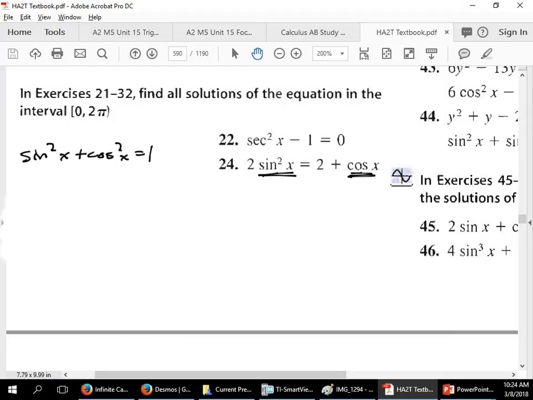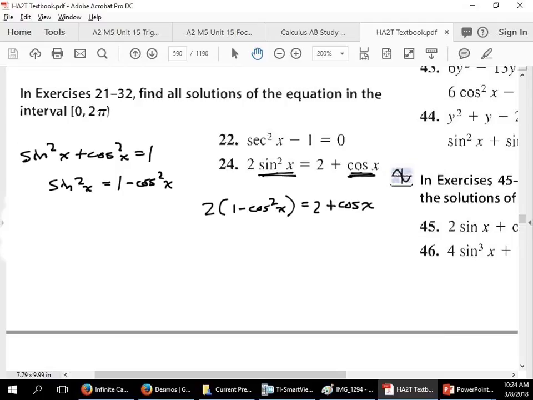So we have to get sine squared alone over here. In order to do that, you've got to subtract cosine squared from both sides, and you would get 1 minus cosine squared equals sine squared. Ooh. So now let's do it. 2 times 1 minus cosine squared x, and then I have 2 plus cosine x. So that's how you get started.